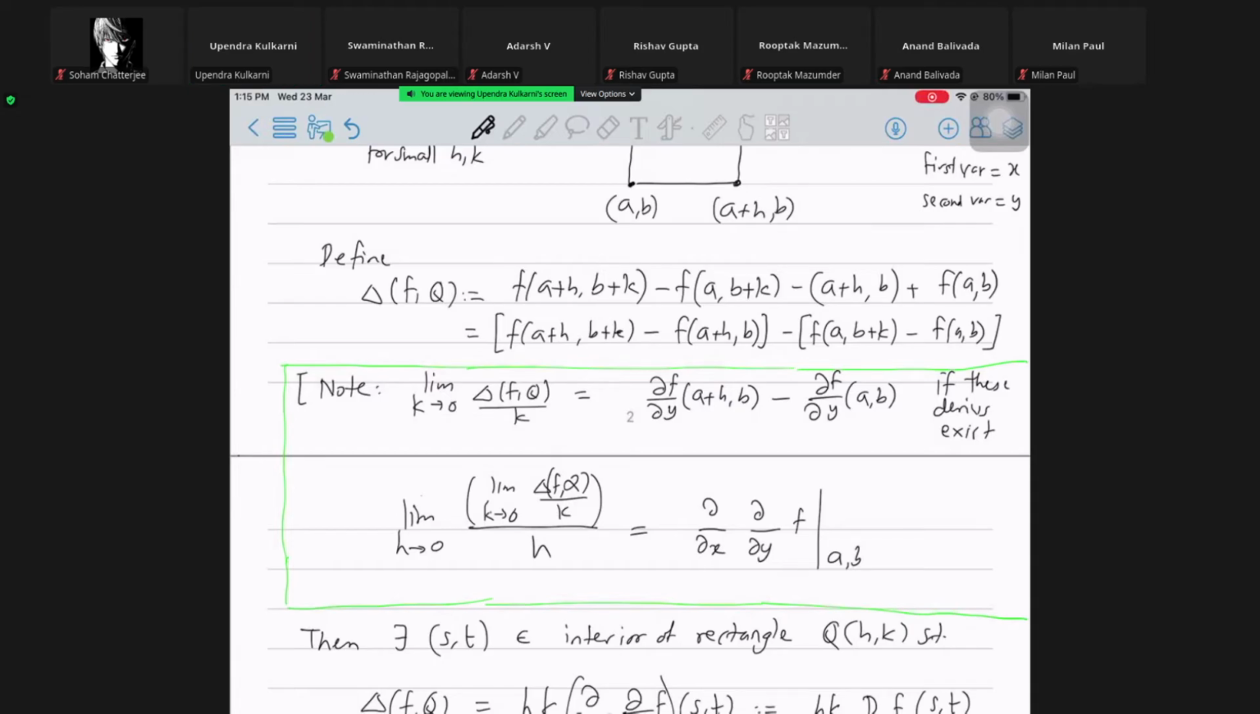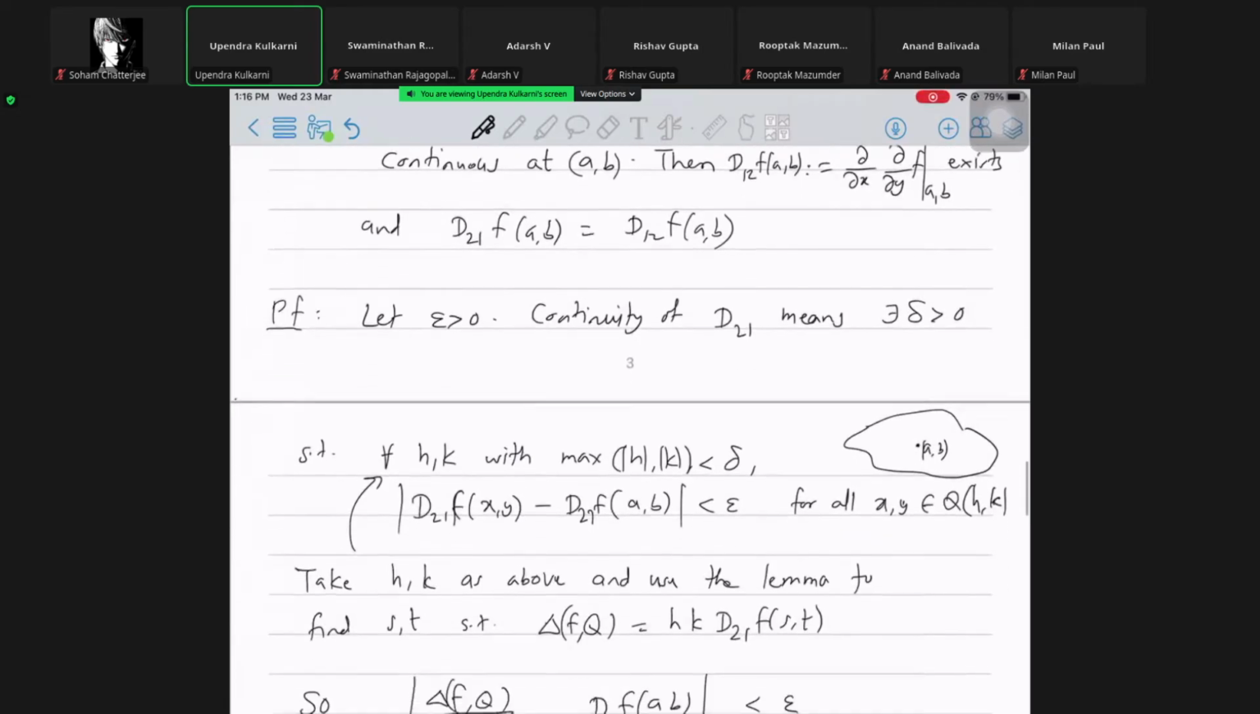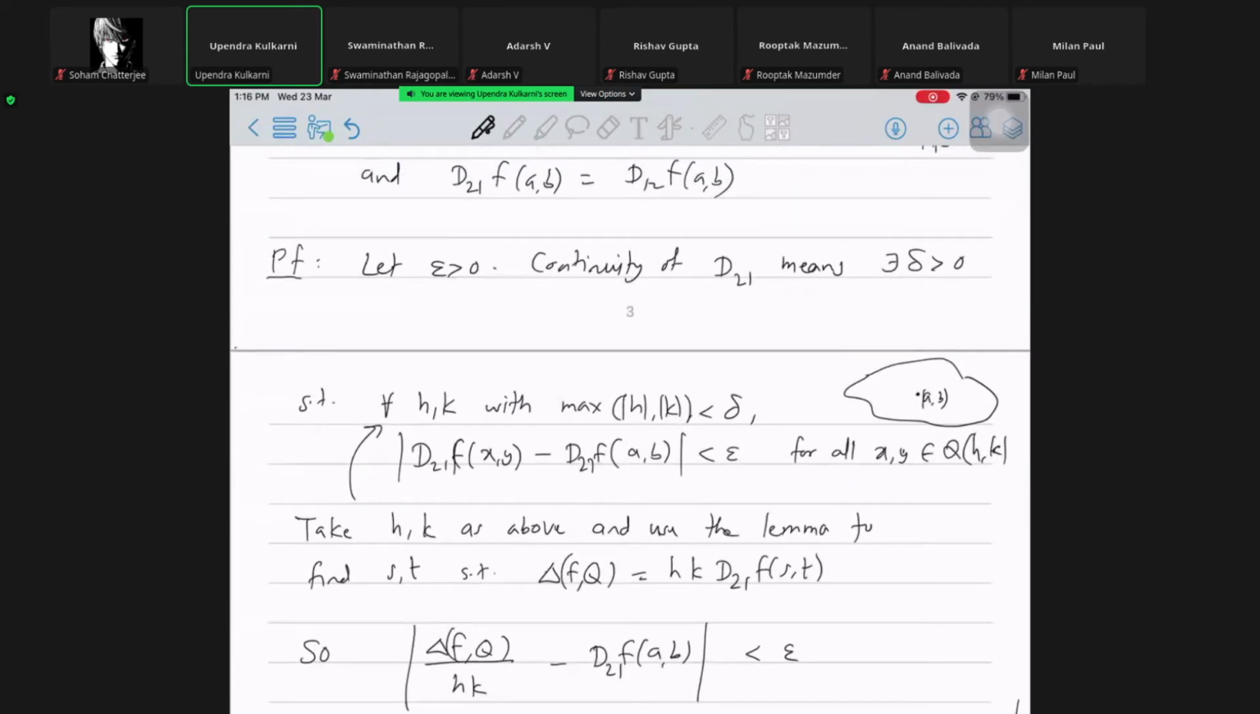Oh, so did we assume that it's continuous? Yeah, so you see the hypothesis for the theorem: D21 of f is supposed to be continuous at that point. Right. So that is what is being used. So you see, what is happening is that therefore I can choose h and k both less than delta, such that this delta will work simultaneously for both of them. You see, this x and y could be really anything in the rectangle.